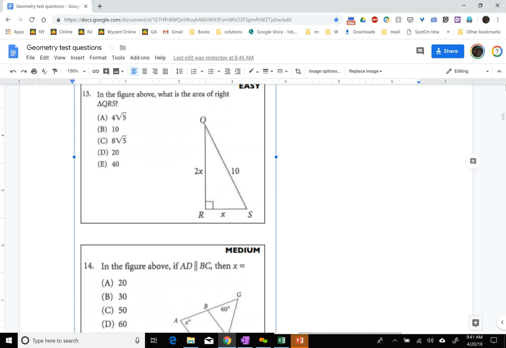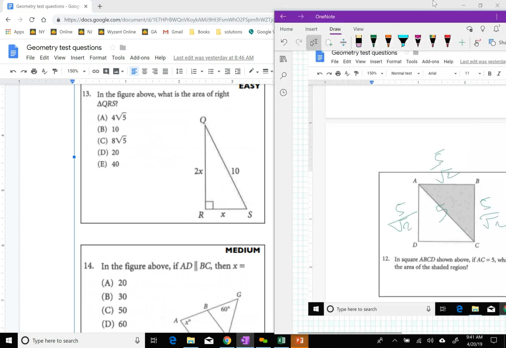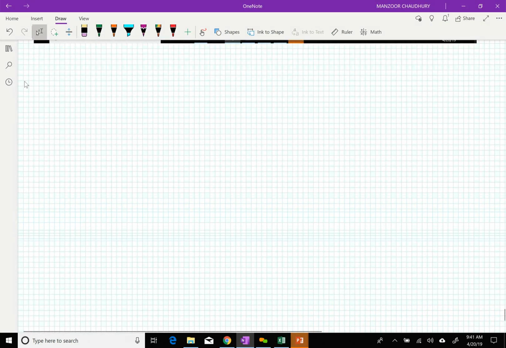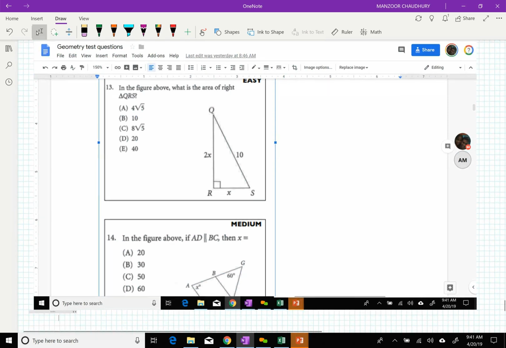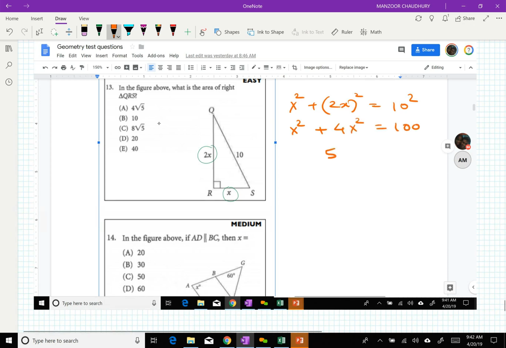Let me show you. I'll draw it and show you. See these two sides? I'm going to add them up, all right? x squared plus 2x squared equals 10 squared. Okay, that makes more sense.